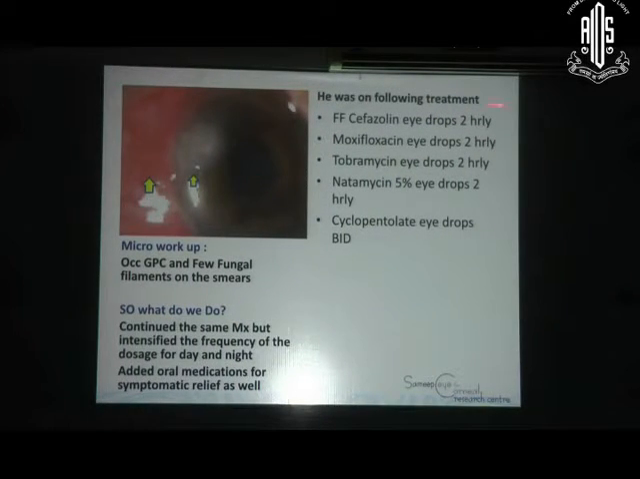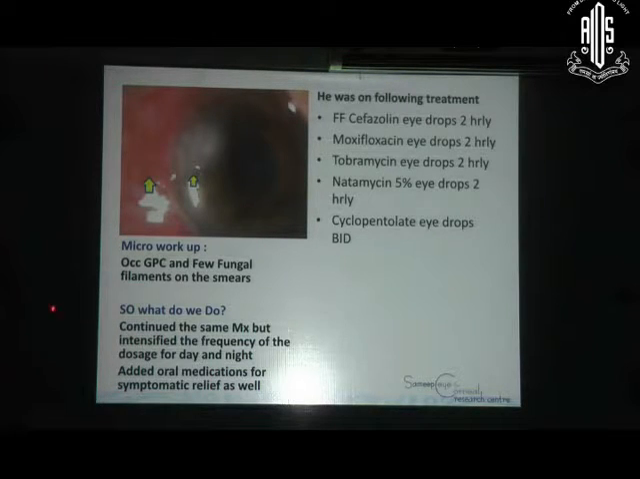He was already on the following treatment when he presented to us. He was already on fortified eye drops 2 hourly, moxifloxacin 2 hourly, tobramycin eye drops 2 hourly, natamycin 5% eye drops 2 hourly, and cyclopentolate eye drops twice a day. This was started probably without a microbiological backup by the primary ophthalmologist. So obviously we wanted to find out whether it is infective or non-infective.